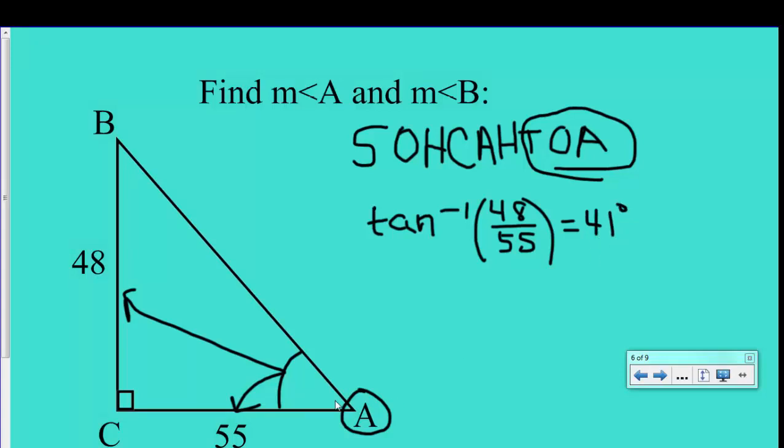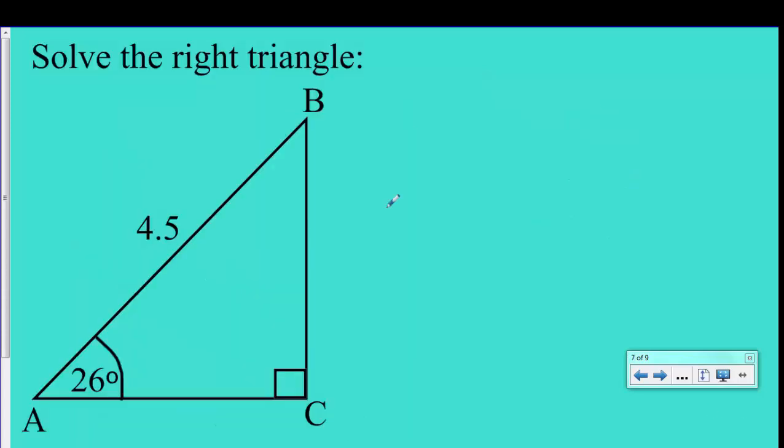Once I know the measure of this angle is 41 degrees, we know this one is already 90. We take 180 minus the 90 minus 41 degrees, and we'll be left with our third angle, which will be 49 degrees. And we're done.